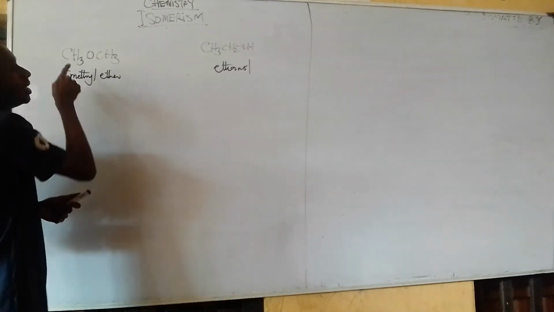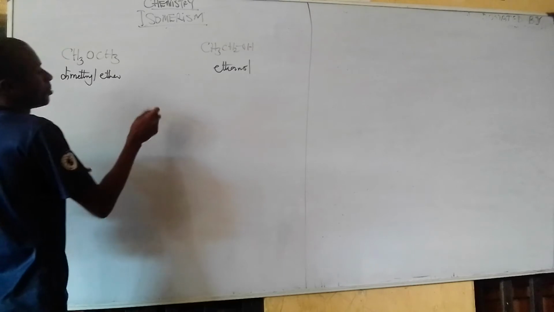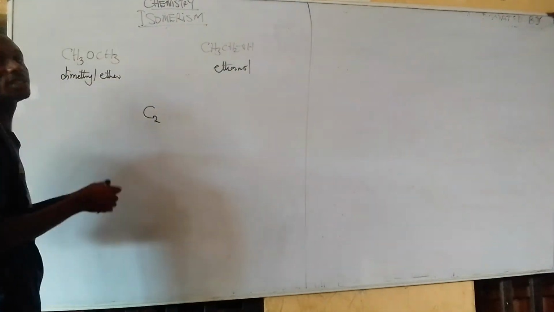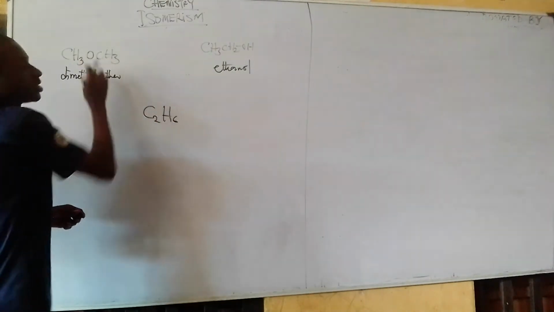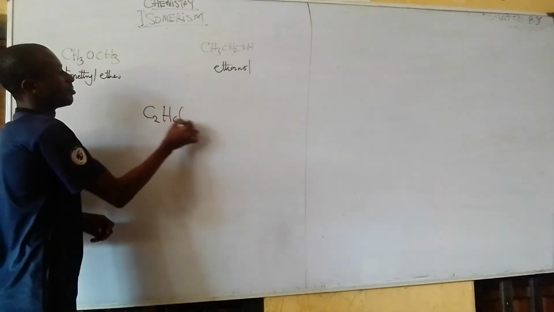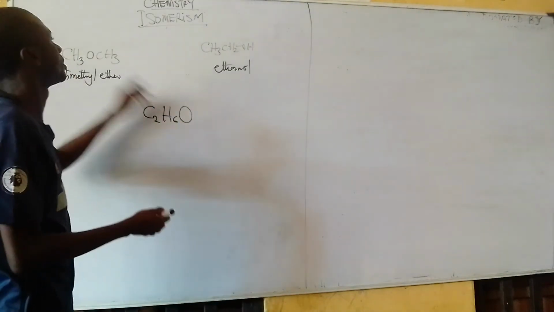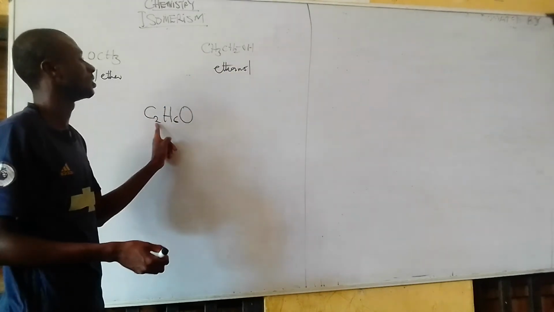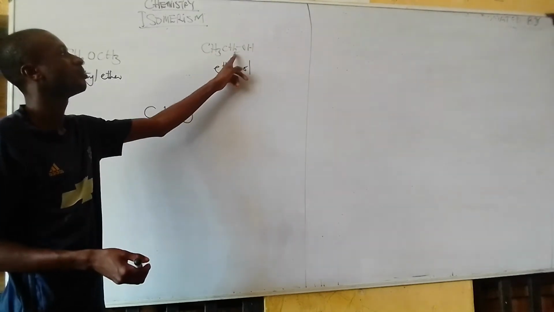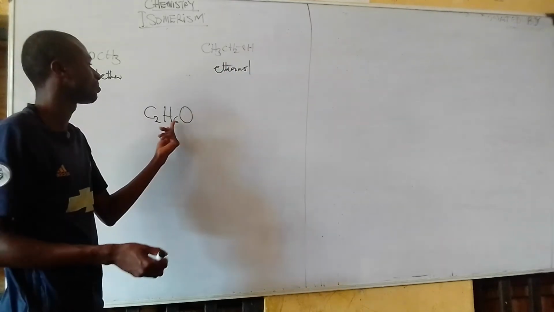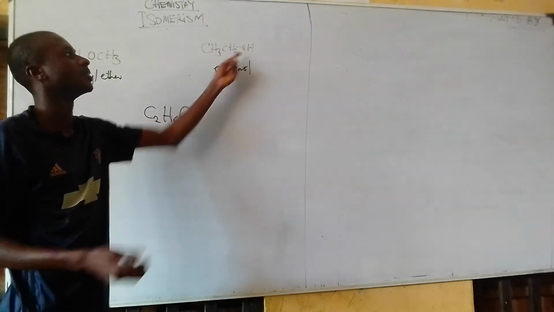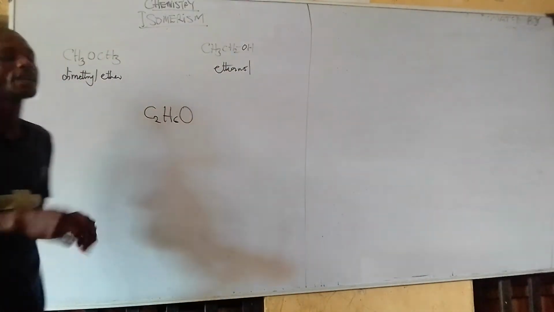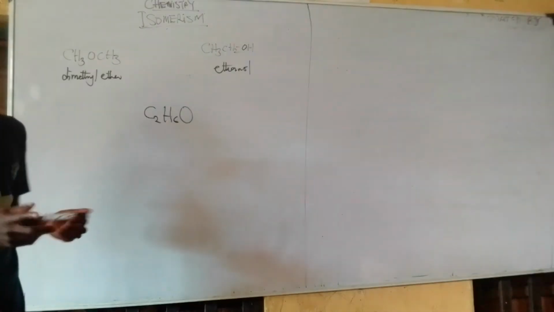How many carbon do I have here? I have 2 carbon. How many hydrogen do I have here? 3 hydrogen plus 3 hydrogen, 6. How many oxygen do I have here? 1. This is the molecular formula for this. Now let us check out this one. How many carbon do I have here? 1, 2. How many hydrogen do I have here? 3 plus 2, 5 plus 1, 6. How many oxygen do I have here? 1. Now these two different compounds have the same molecular formula, and this is what we call isomerism.